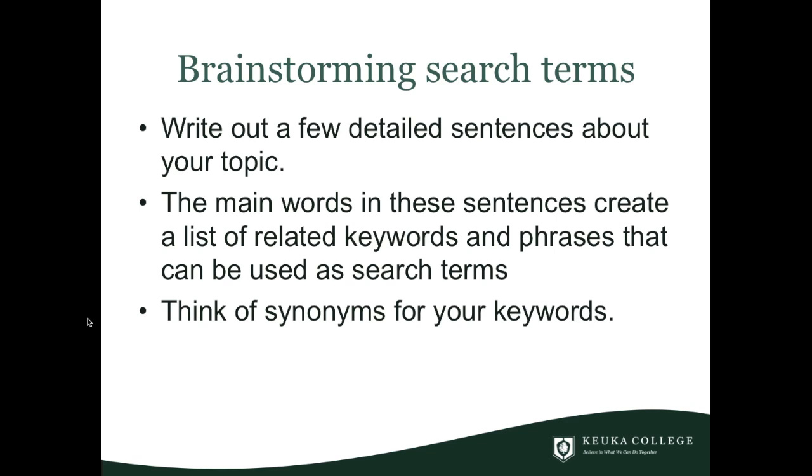But before you hit the online library, it's important to think about your topic. First, write a few detailed sentences about your topic. The main words in those sentences will help you create a list of key words and key phrases that can be used as search terms in the library databases. Also think of synonyms for your keywords. For example, if you are researching something about teenagers, you might want to use the synonym adolescence.